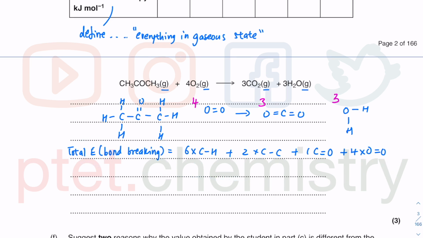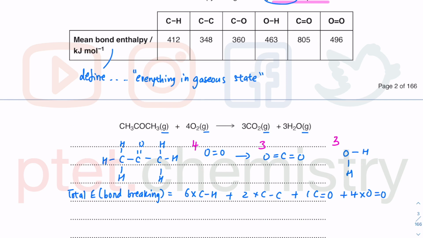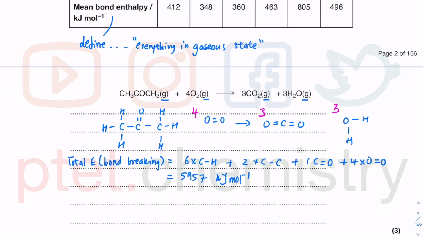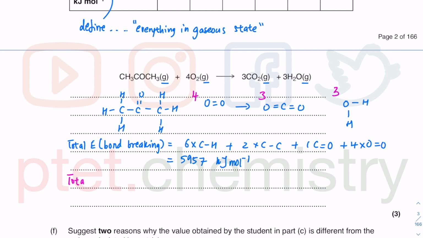So looking at the data in the table, 6 times CH, so 6 times 412, plus 2 times CC single bond, so 2 times 348, plus 1 times C double bond O, so 805, plus 4 times oxygen double covalent bond, I get 5957. This is kilojoule per mole. Now, after doing the total energy for bond breaking, that's on the left side.